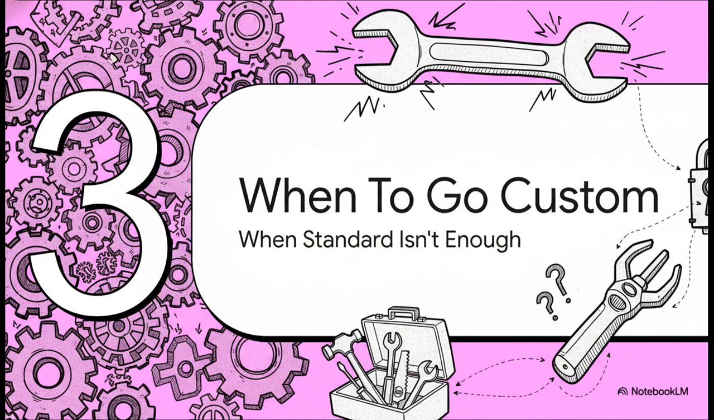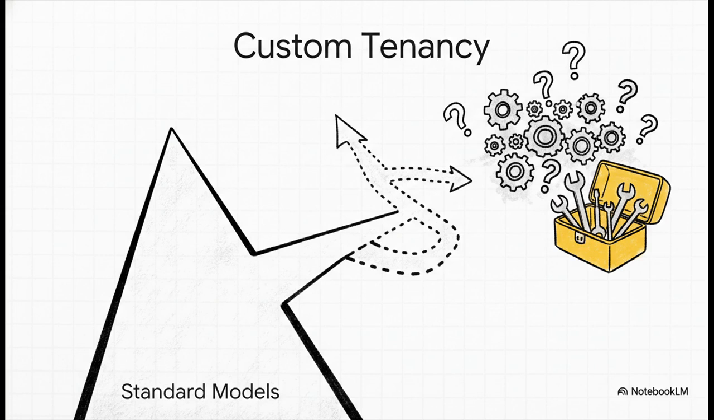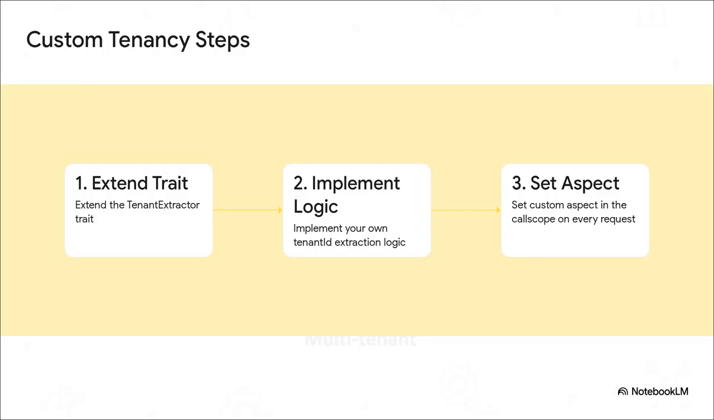So what happens when you know you need multi-tenancy, but none of these standard models quite fit? Well, this is when you have to step off the main path and venture into the world of custom tenancy. Think of it as your escape hatch for those really unique situations where you need to define your own rules for keeping data separate. Now, going custom gives you all the flexibility in the world, but it is a trade-off. It comes with a lot more responsibility. You have to write your own logic to figure out the tenant ID from every single request and make sure it's applied correctly every single time. And you lose all those awesome automatic benefits we talked about earlier, so you should only choose this path if you absolutely have to.